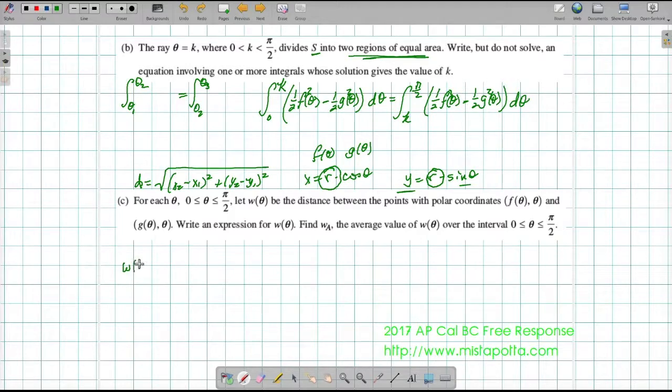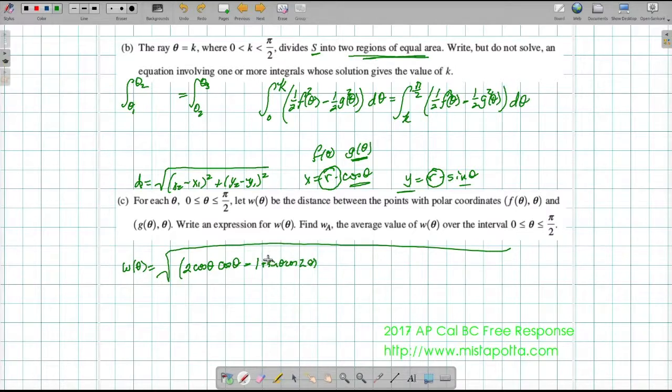So I'm going to say that w of theta is going to be given by the square root of this expression. Keep in mind that x2 is going to be dealing with g and cosine. So this is going to be our 2 cosine theta times cosine theta, minus x1 is dealing with f. So this is going to be our 1 plus sine theta cosine 2 theta times cosine theta, and that expression is going to be squared. That's x2 minus x1, quantity squared.